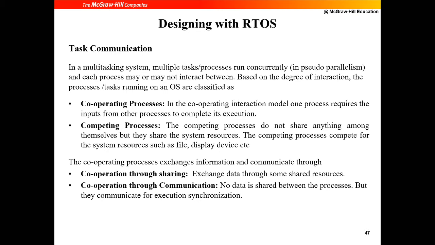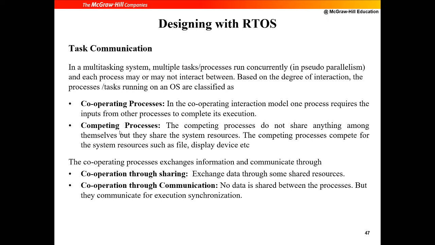Yesterday we saw about cooperating process and competing process. Cooperating process is something where there are dependencies between the processes. The dependencies could either be data dependency, meaning I want to share my data or I need some data from other tasks. The other dependency could be just communication. For example, we have audio and video streaming. These two are different processes, but they have to go hand in hand, so they have to just synchronize. That's all. There's no data communication.